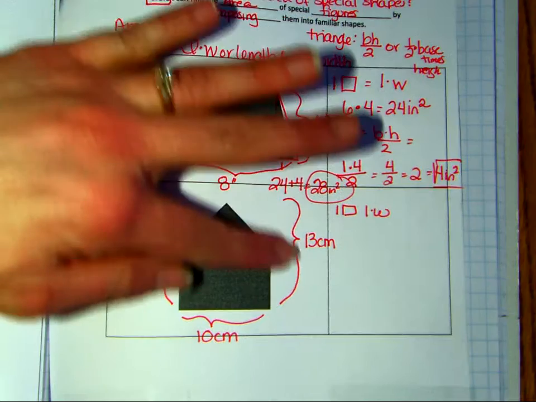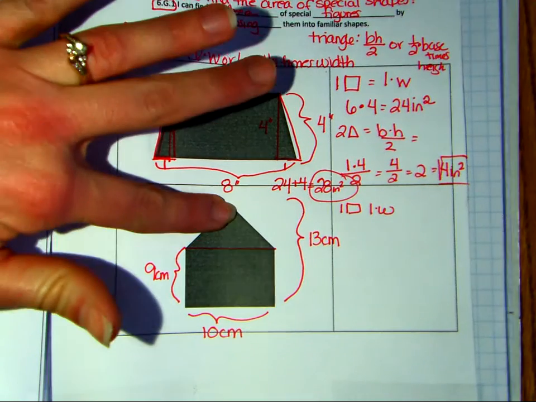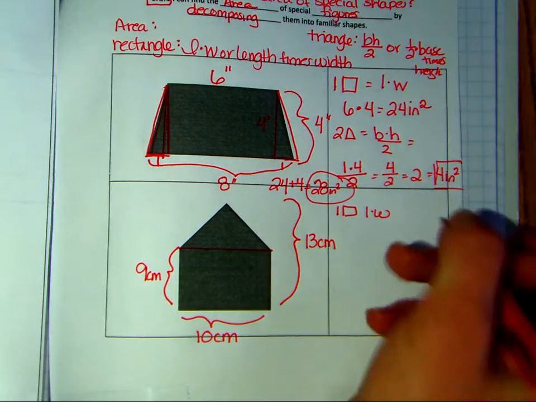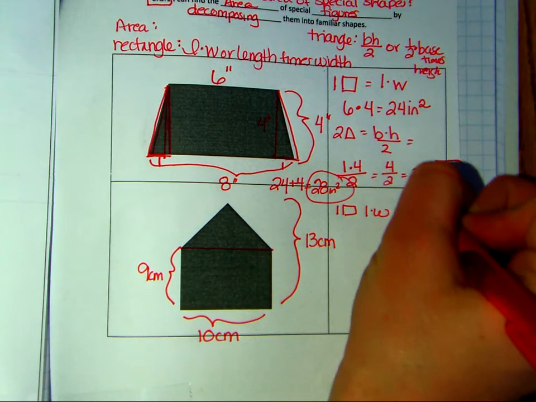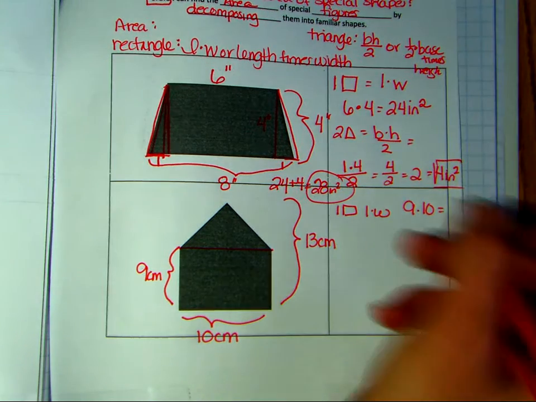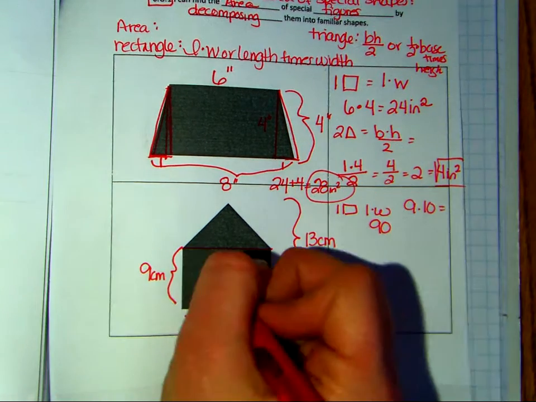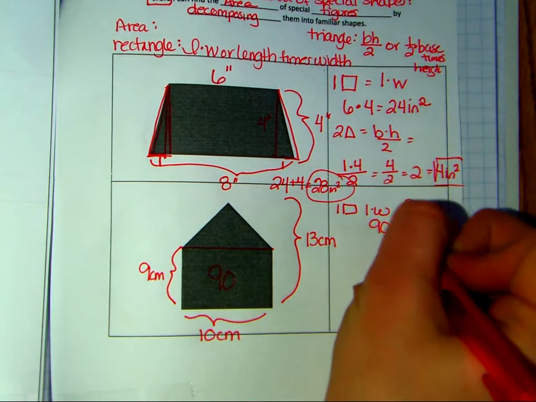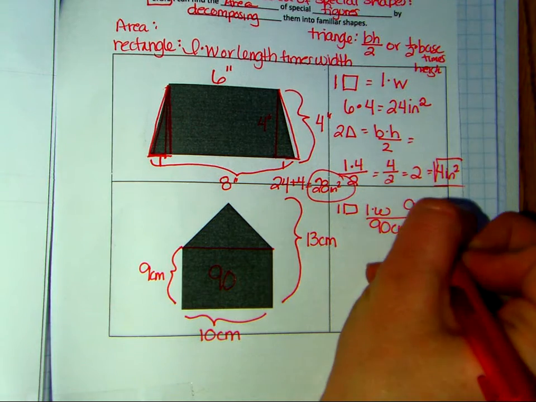Because the rest of the 13 is part of the triangle at the top, right? Good. So we would do 9 times 10. Which, what is that, class? 90. So our rectangle here is 90 centimeters squared.